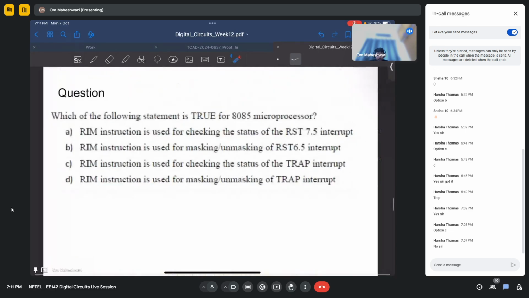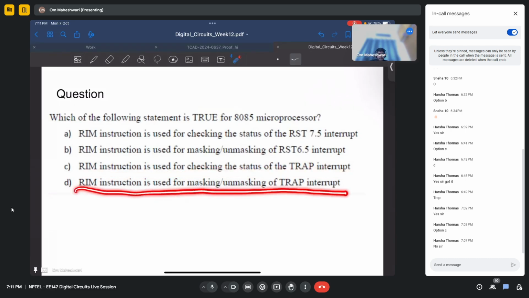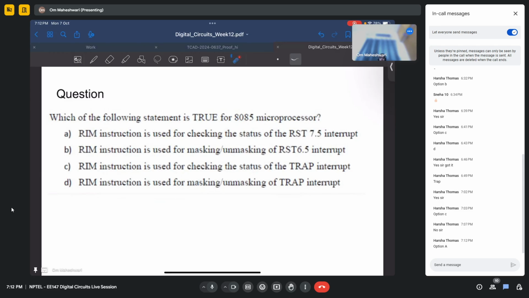So let us read the question again, which of the following is true. RIM instruction is used for checking the status of RST 7.5 interrupt. RIM instruction is used for masking unmasking RST 6.5 interrupt. RIM instruction is used for checking the status of trap interrupt. RIM instruction is used for masking unmasking of trap interrupt. So what would be the answer? Right, it is option A.